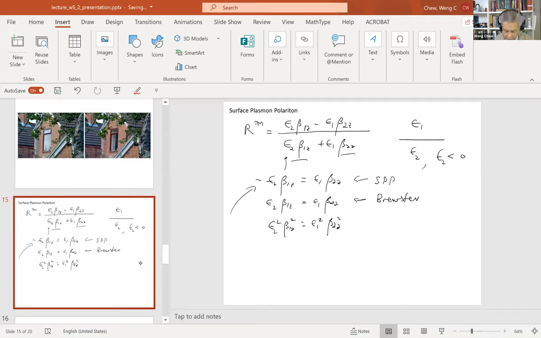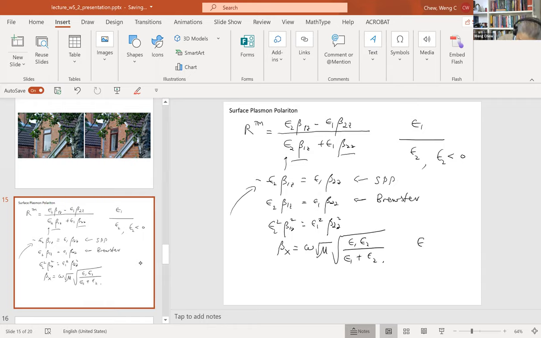You will find that the equations are the same, except that you have to be careful about the sign. The equations are exactly the same as those you have in Brewster angle. But the trick here is that epsilon 2 is a plasma medium, so it can be a negative medium. That is what makes the difference. If epsilon 2 is negative and you take a square root of a negative number, you get a pure imaginary number, and beta x would be pure imaginary. That's no good. Beta x is the wave number in the x direction, remember?